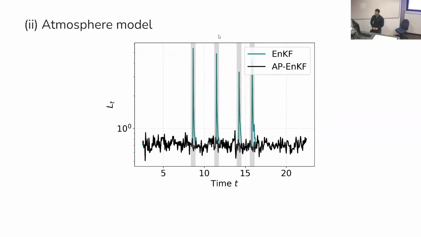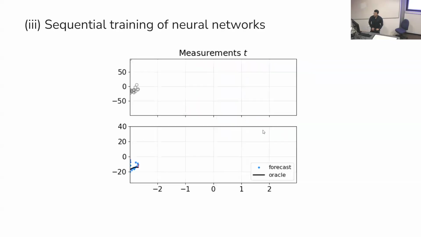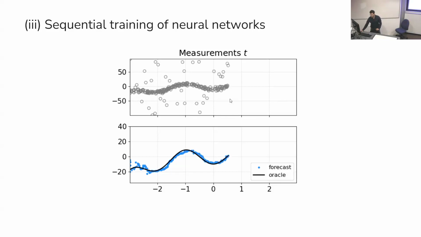Next is the atmosphere model. Basically, the Lorenz is small, with 5-dimensional states. And again, we have our weighted version of that, called AP, or average particle ensemble Kalman filter. Again, we see that it is robust to outliers in this sense. Whenever an outlier is present, the ensemble Kalman filter is completely biased, and our method is not. In sequential training of neural networks, we can also observe this exact same thing. We're making measurements, we're making predictions, and we see that it's not quite biased by the measurements that are outliers.